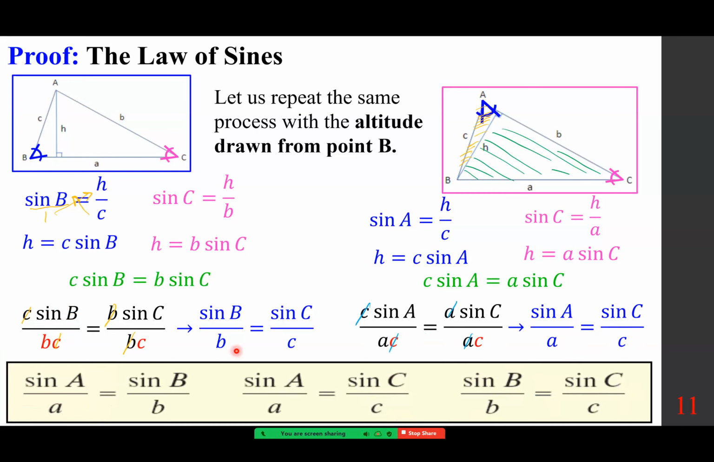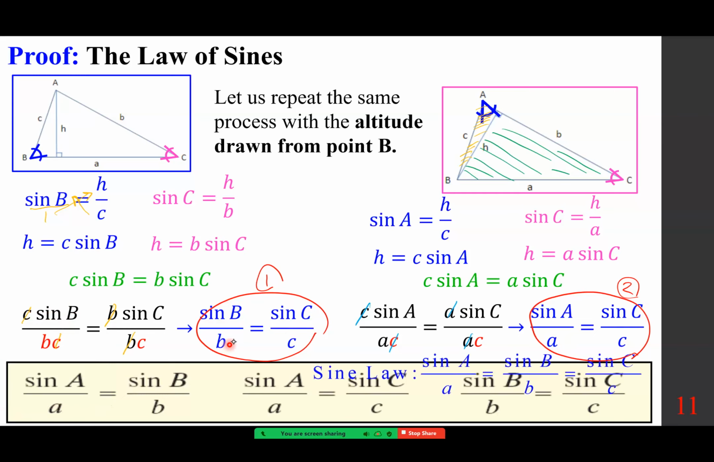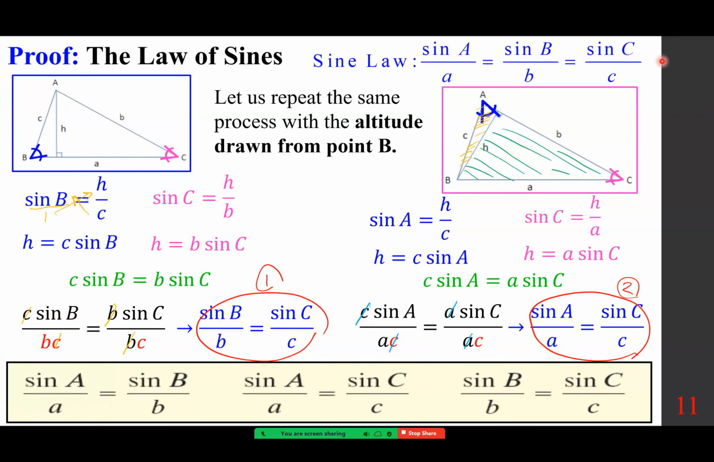And if you look at this one, let's say number 1, and look at this one, let's say number 2, sine A over A is equal to sine C over C, therefore equals sine B over B, and that's a proof of the sine law. So we proved sine A over A equals sine B over B equals sine C over C.